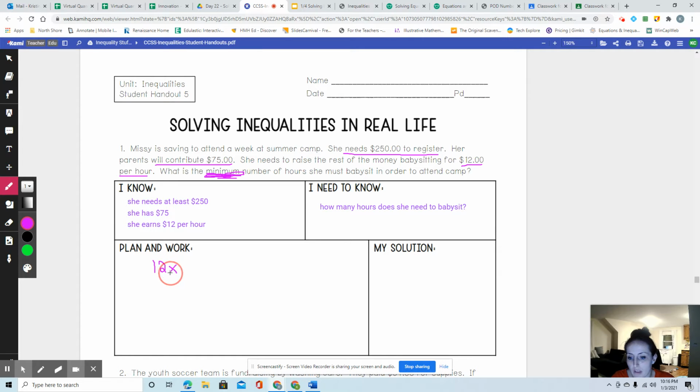So we have 12x. Now this is like an amount of money we're earning towards our 250. What's another amount of money that we have going towards our 250? Well, we have $75 that our parents gave us. So we're going to add the $75 to it. And then if she needs at least, that means she needs to be greater than or equal to, because if it only costs $250 to go and she makes $250, she's still good to go. Then we need to solve.